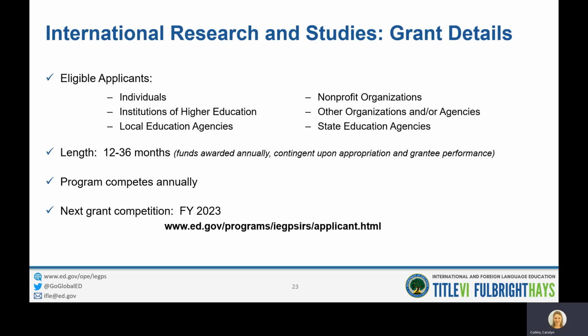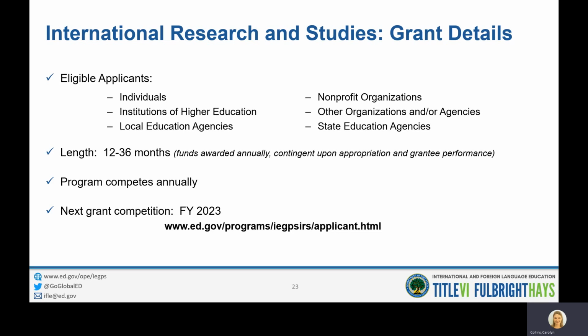So the IRS program grant details are a little different than the ones that we've seen so far. Eligible applicants actually can be individuals in this program. They can also be institutions of higher ed, local educational agencies, nonprofit organizations, other organizations and/or agencies, and state education agencies. The length of an IRS grant can vary from 12 months on the short end to 36 months on the long end. And that timeline is really determined by the grantee proposal. What are you asking for in your application?